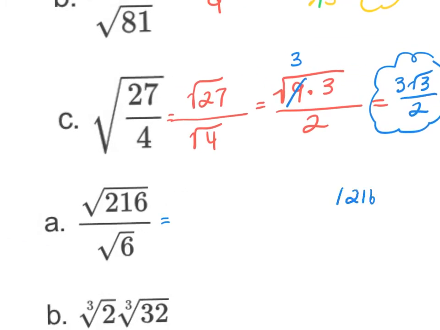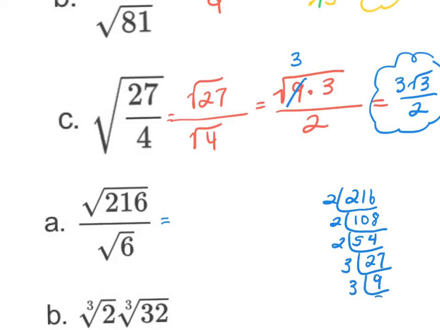If I divide 216 by 2, 2 goes into 2 once, 2 goes into 16 8 times. So if I divide this by 2 again, 2 goes into 10 5, 2 goes into 8 4. 2 again is 27. 3 goes in here 9 times. And then 3 and 3.